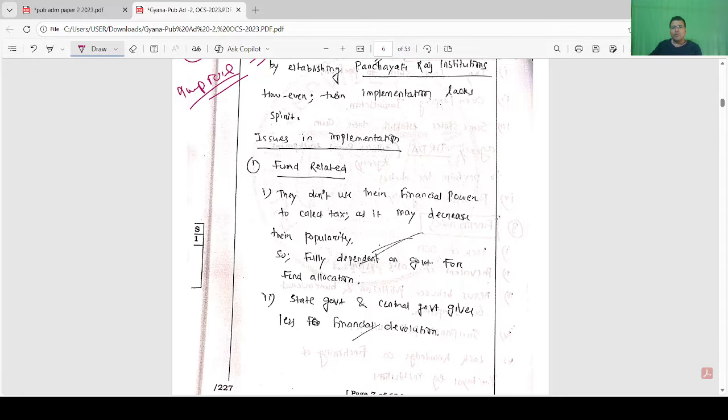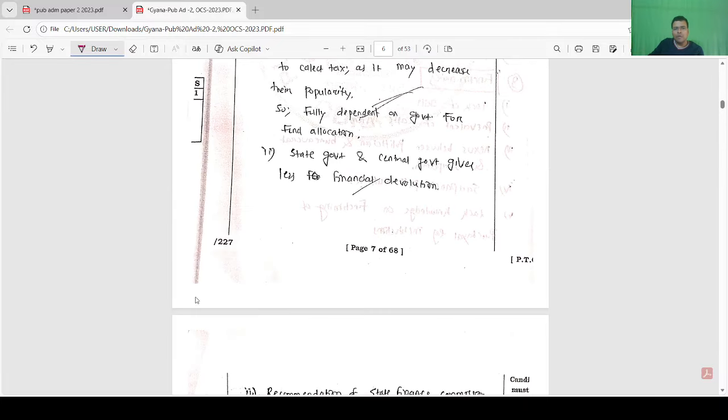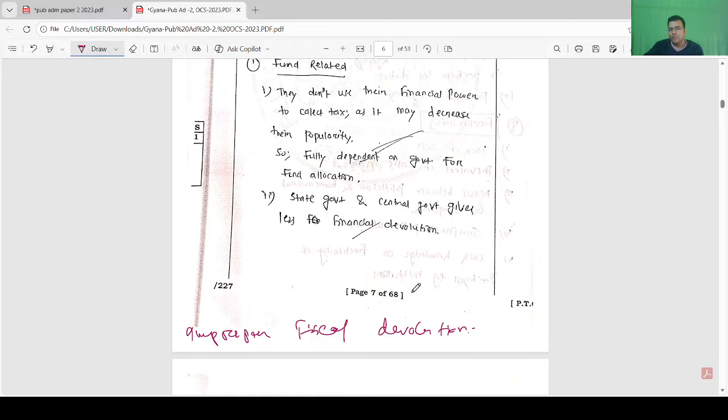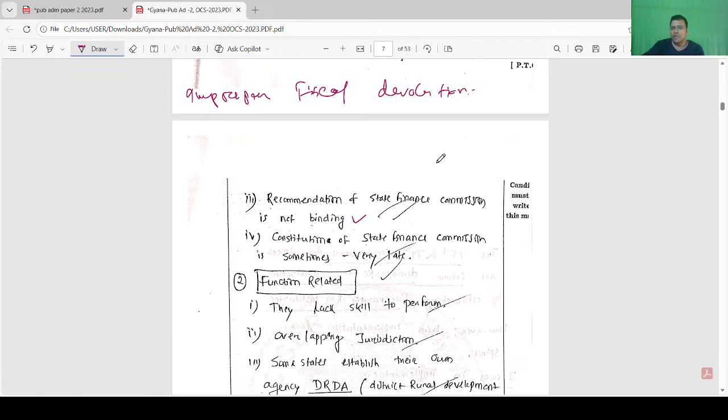So here you write that they use their financial power, but the state government cancels. The recommendation of the state finance commission is not binding. Here, improper fiscal devolution: the state government needs to devolve fiscal taxation power to PRI, but it is not. So improper fiscal devolution, over dependence on state grant. State finance commission recommendation is only advisory.